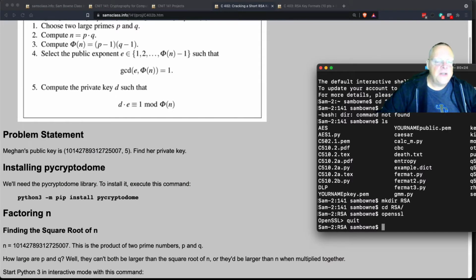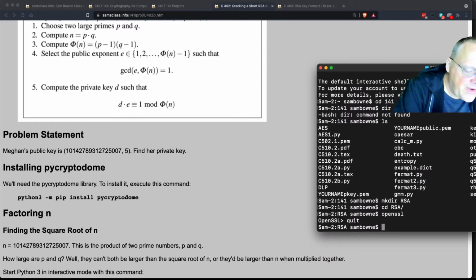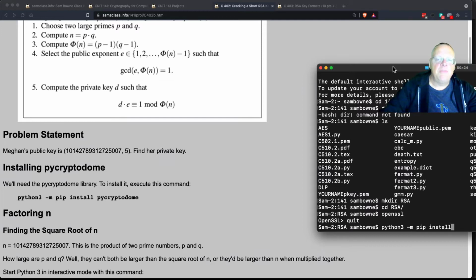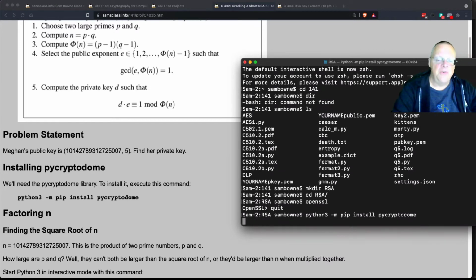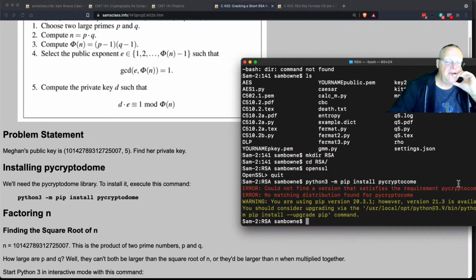So let's see if I can do it here. If I have Python 3 -m pip install, I think I've already got it on my Mac, but let's see, install PyCryptodome, which is what I learned from CryptoHack as the new cool cryptography library to use. And it could not find a version.